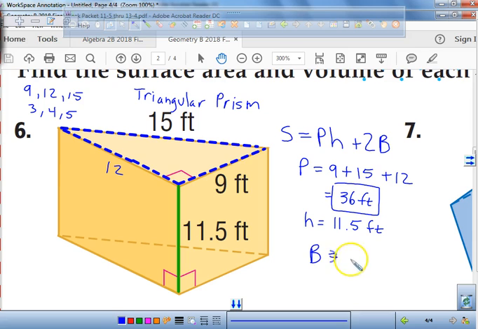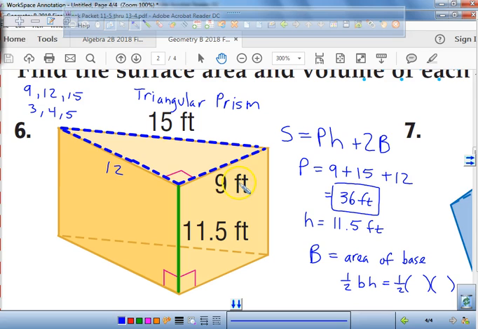Now, the last thing we're going to find is the capital B. Now the capital B means area of the base. Now the area of the base is like the area of the shape of the base, which happens to be the area of a triangle. So we're going to use the formula 1/2 base times height. Well, what is the base of our triangle and what's the height?